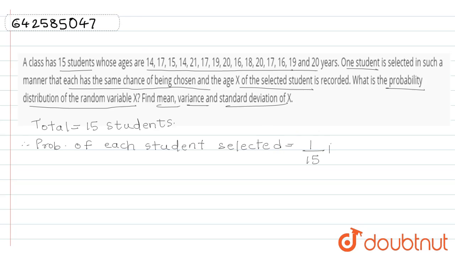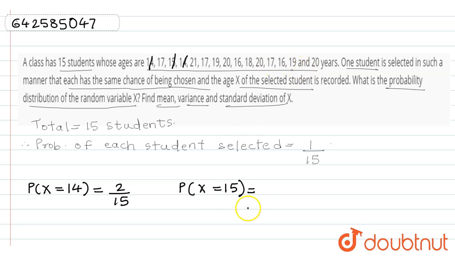So how are we going to plot the probability distribution? The probability of x equal to 14, where 14 is the age. 14 occurs how many times? 1 time and 2 times, so it will be 2 by 15. Next, probability of x equal to 15. 15 is the age of only one student, so the probability will be 1 by 15.